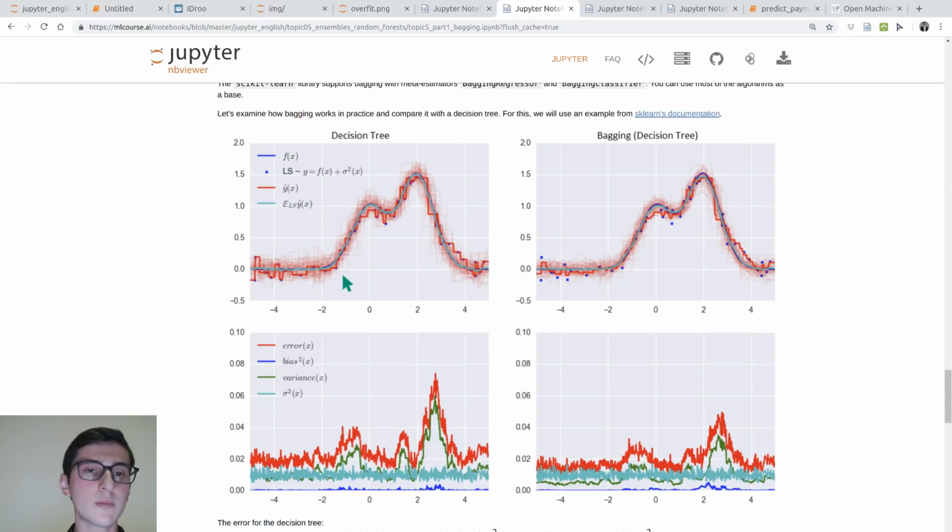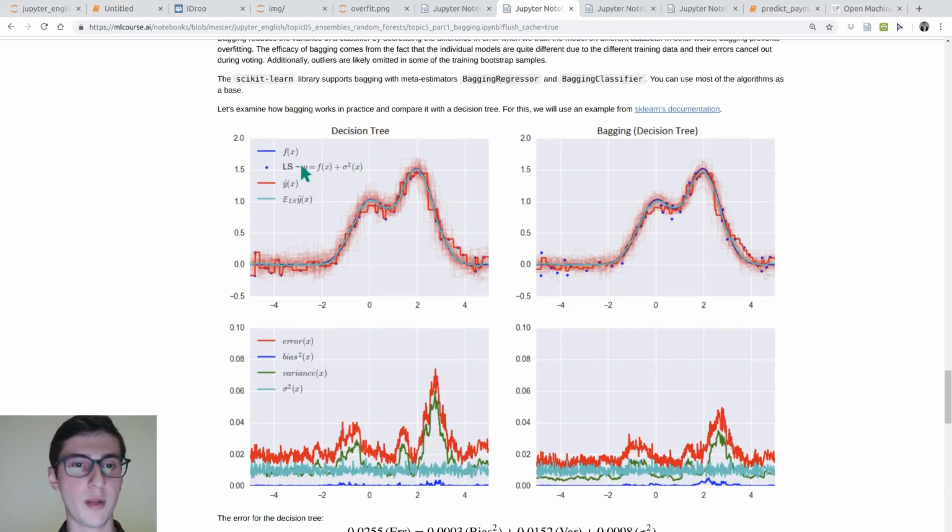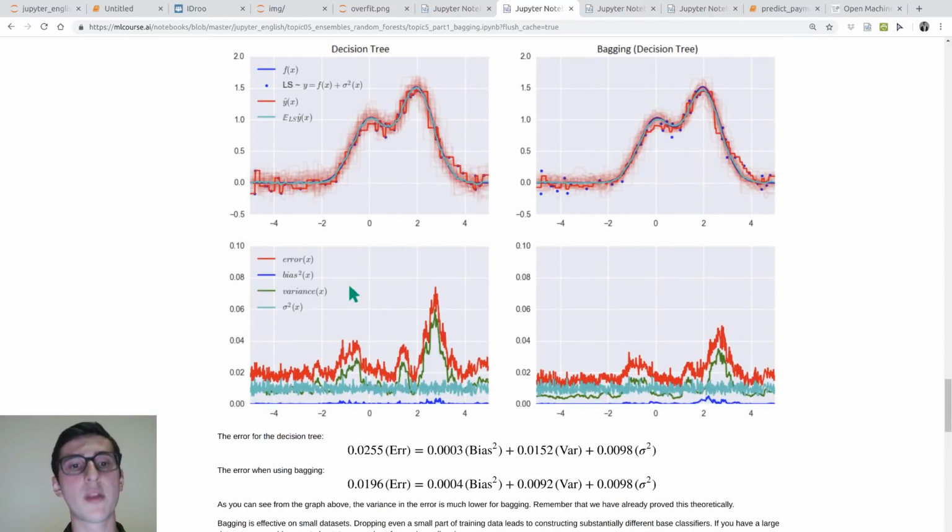So if you take a look at the regression problem, here we have some target function f over x. It's a blue one, and our observations are actually distributed around this function with some noise. And this plot shows this bias variance decomposition of the model error for a decision tree.